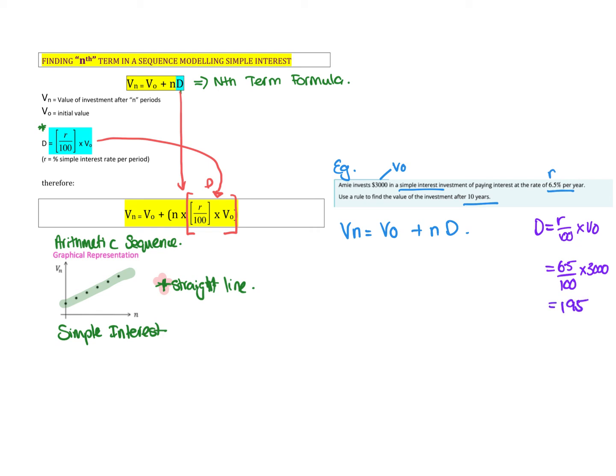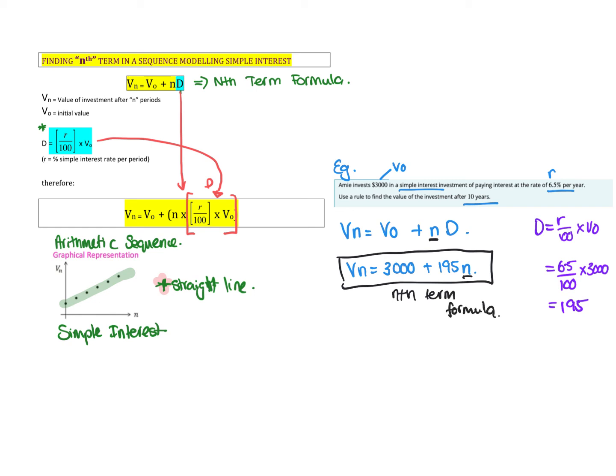195. Okay, so if I go to write the nth term formula, it's going to be 3,000 plus 195 times n. Can you see, I don't like to put the n in the front. We like to actually put the letter after the number. So that's why. I've just made an nth term formula.